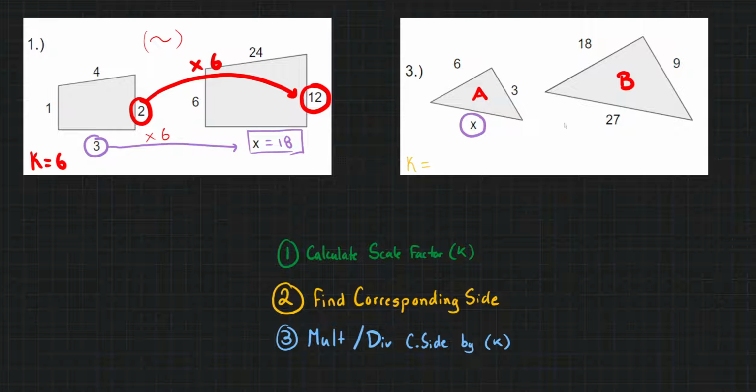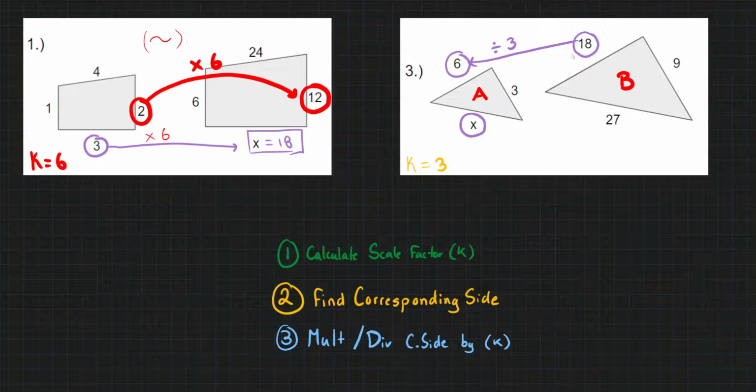We need to find the scale factor first, though. So let's find 2 corresponding sides. This 18 corresponds to this 6. 18 is a bigger side. So to find the scale factor, I'm going to ask myself, 18 divided by what gets me 6? 18 divided by 3 gets me 6. So my scale factor is... Or sorry, not 6. 18 divided by 3. My scale factor is 3.